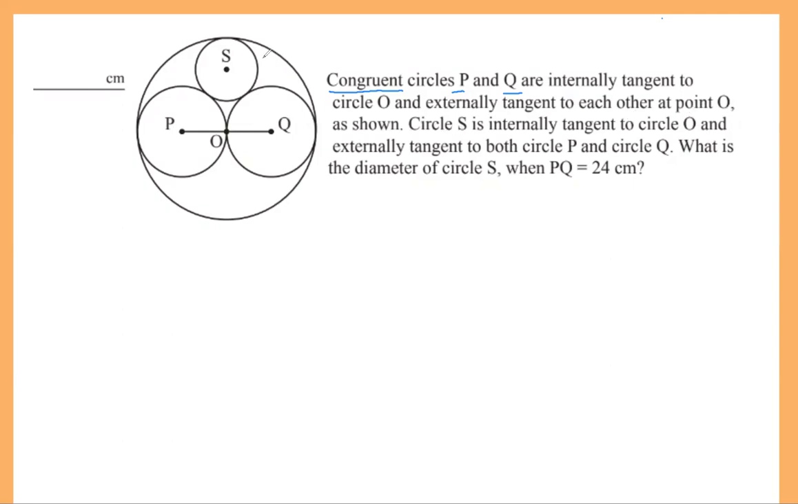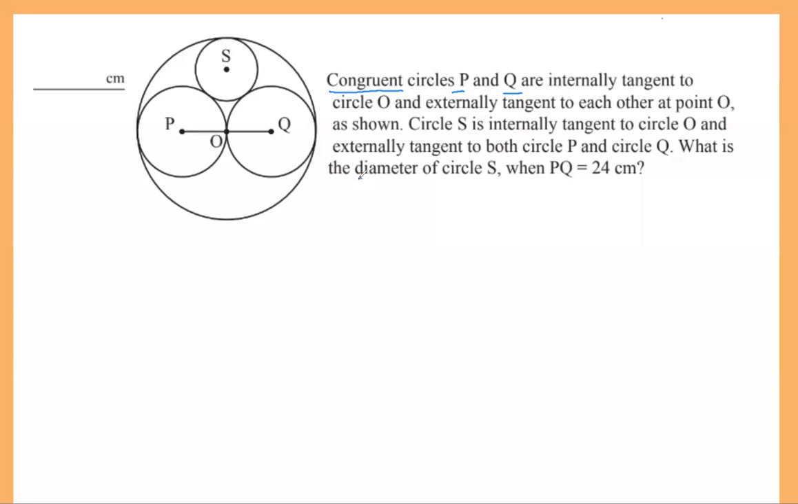The circle S, which is this circle, is internally tangent to circle O, which is the largest circle, because it is touching inside, and externally tangent to both circles. So this is one tangency point, and this is another tangency point. And what is the diameter of the circle S? So we are looking for the diameter of this.